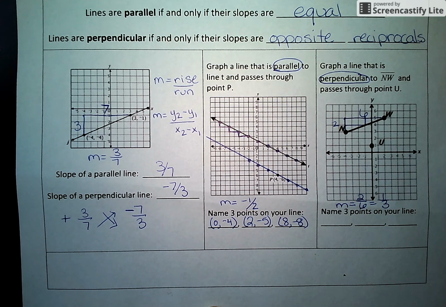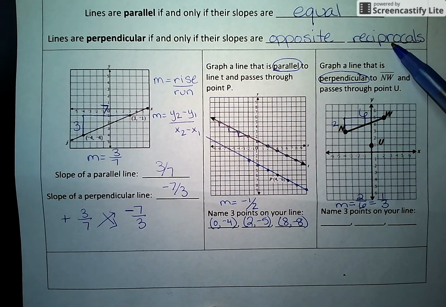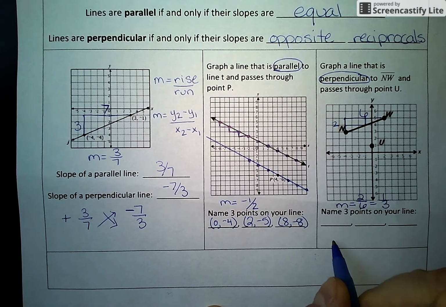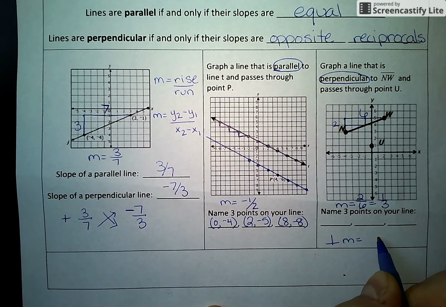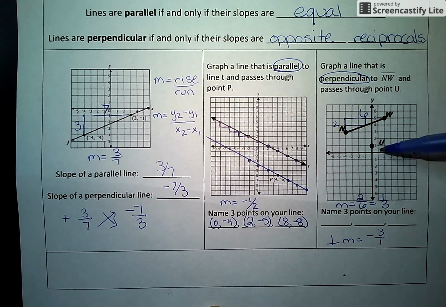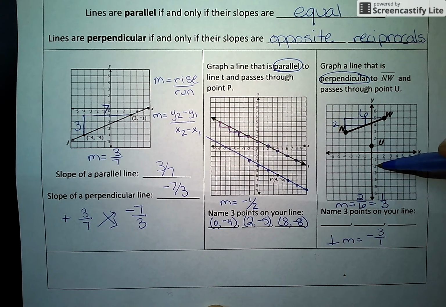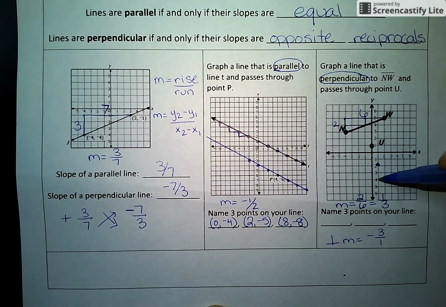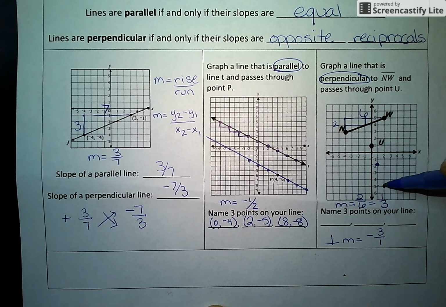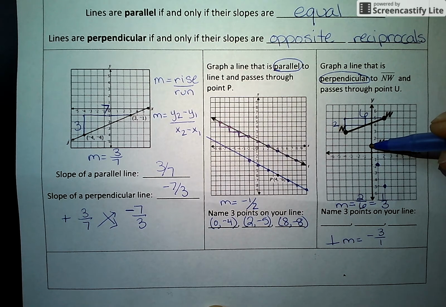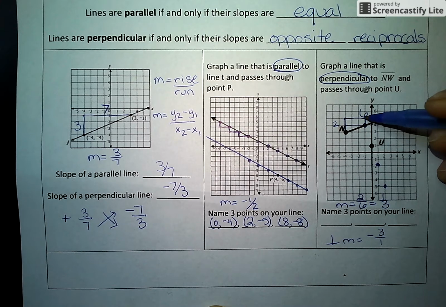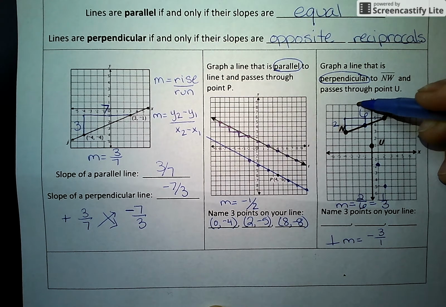Now remember, when working with perpendicular lines, you must flip the fraction to create a reciprocal and change the sign. Therefore, the perpendicular slope should be -3 over 1. So starting at point U, I'm going to go down 3 to the right 1. Down 3 to the right 1. I could also leave U and go up 3 and left 1. Up 3 and left 1.